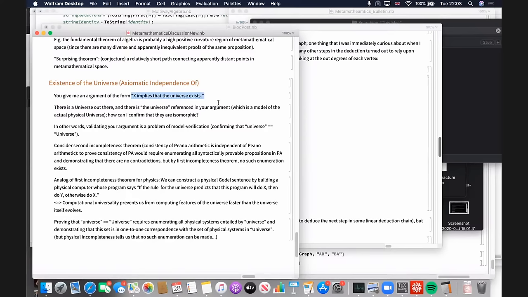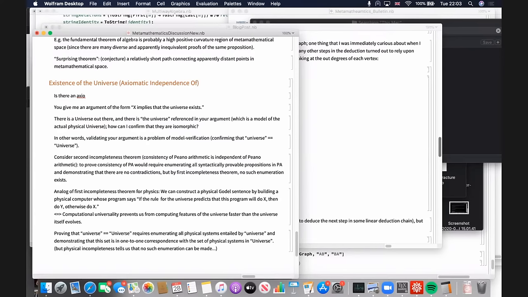Okay, so what we're saying is, is there an axiomatic basis for the statement that the universe exists? Is there a way to prove from mathematics that the universe exists? Is there a proof based on formal axiomatic transformations that the universe must exist? And the answer to this is going to be no, there isn't. Any such proof would necessarily have this form.